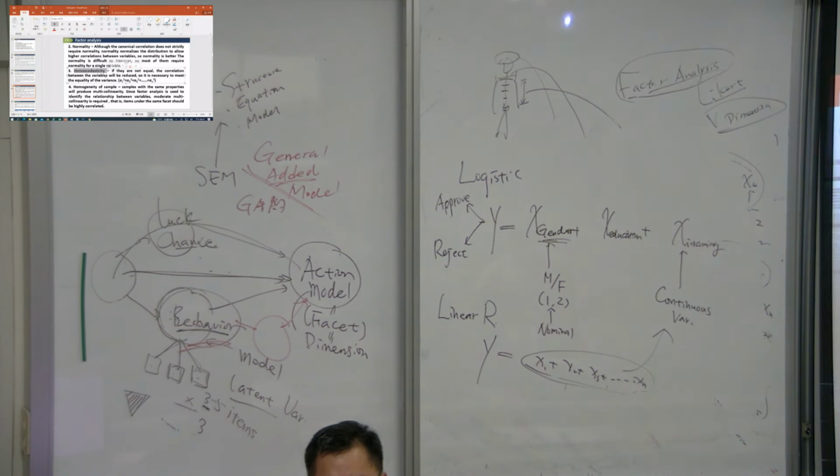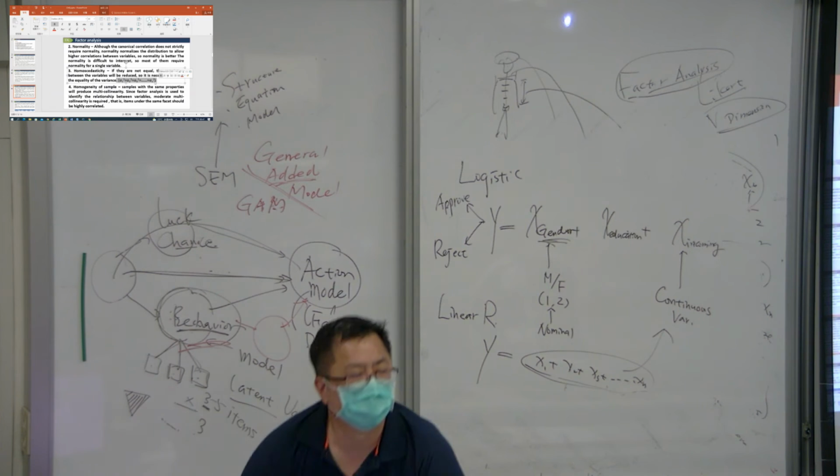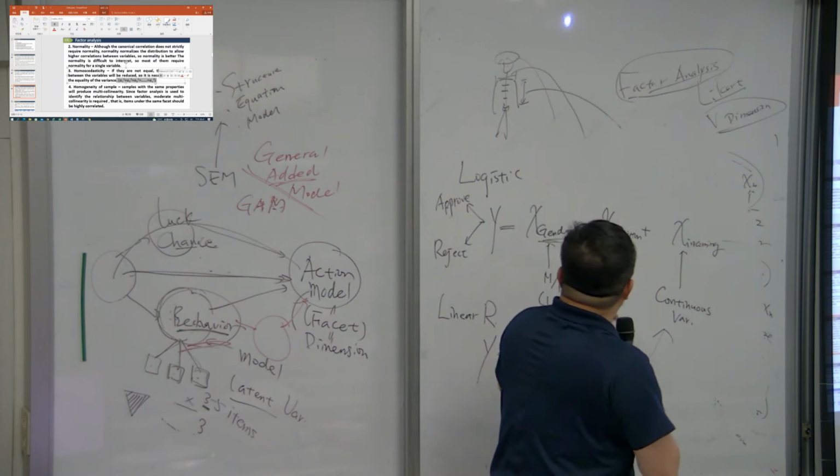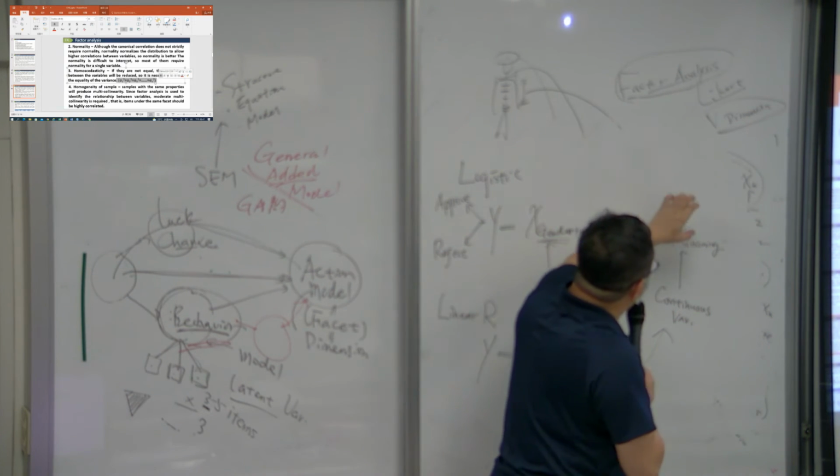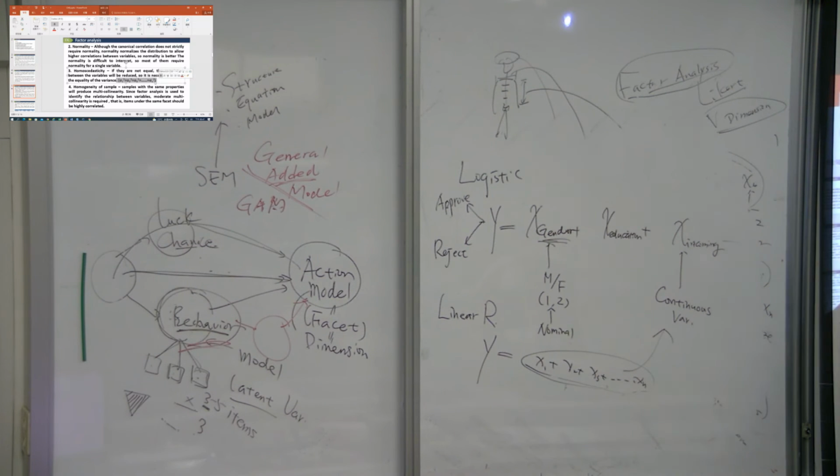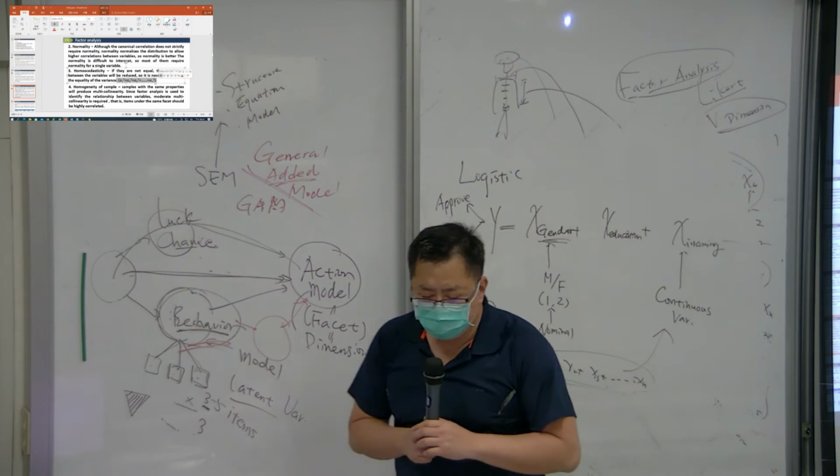Homogeneity. If the variables are not equal, the correlation between the variables will be reduced. So it's necessary to meet equality of variance. Here, almost all of the variables should have the same, or similar, variance. Okay? Just this.